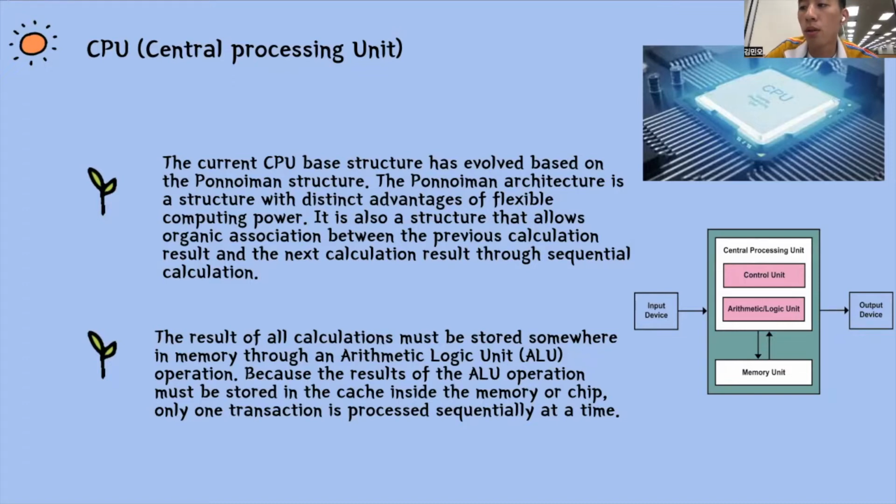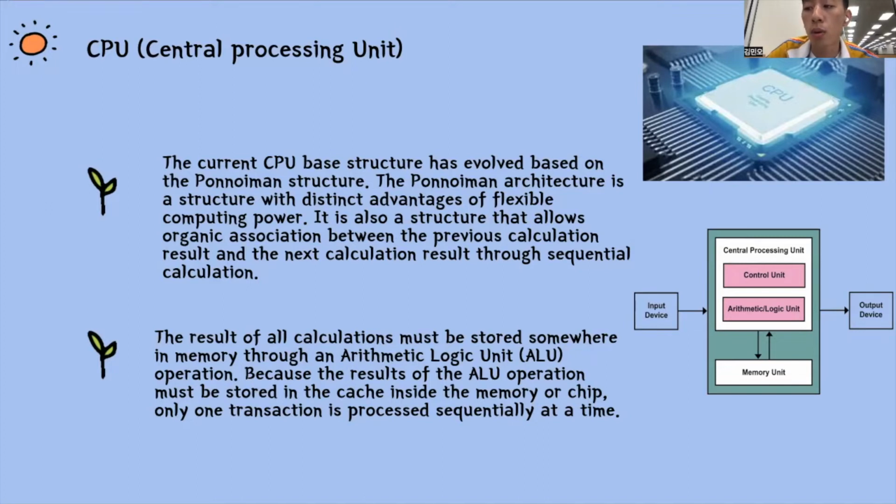It is also a structure that allows organic association between the previous calculation result and the next calculation result through sequential calculation. The CPU is oriented from the von Neumann architecture to an advanced memory area such as control and cache. The goal is to efficiently execute various forms of complex programs by integrating multiple levels of cache.